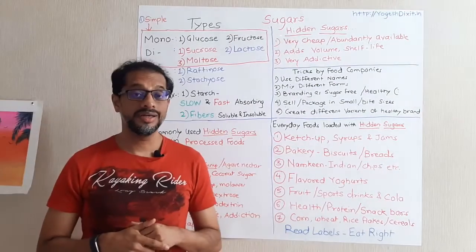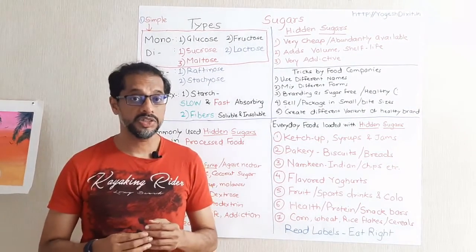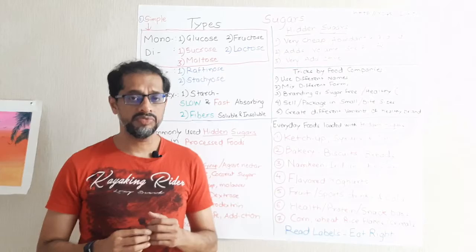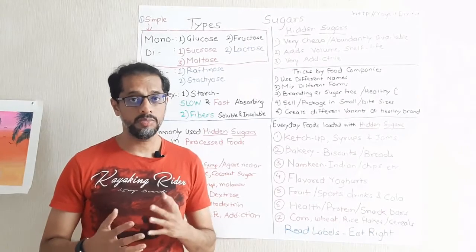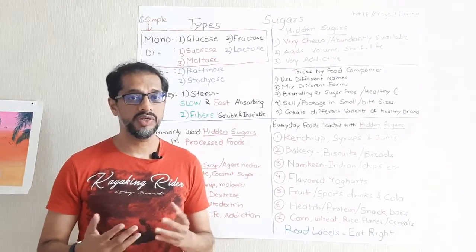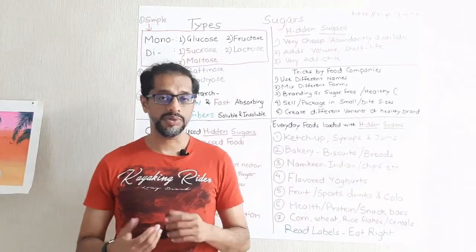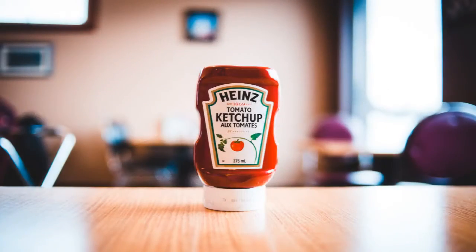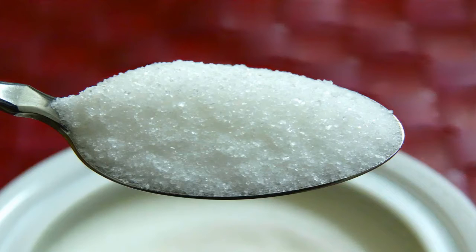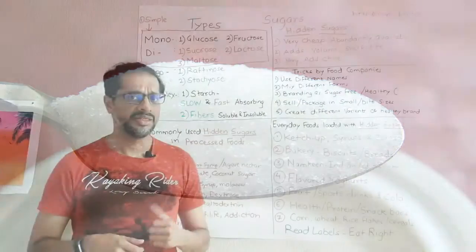So let's come to the interesting yet alarming part of our discussion. Let's take a look at some of the staple, very common processed foods that we use every day in our homes. So let's start with ketchup. Any tomato ketchup bottle that you get to see, if you just pour 1 tablespoon of ketchup, tomato sauce, in your plate, you'll essentially be consuming 5 grams of sugar within that 1 tablespoon.